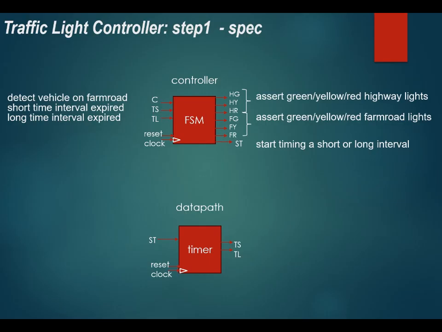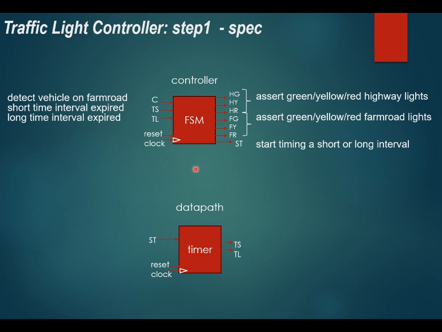So from the spec, you should be able to identify that there are some inputs going to this traffic light controller, which are the car sensor on the farm road, and the short interval signal that should normally come from a timer outside of the FSM that counts whether the short interval has reached or expired, and another input to tell the FSM the long interval has expired, which also comes from the timer.